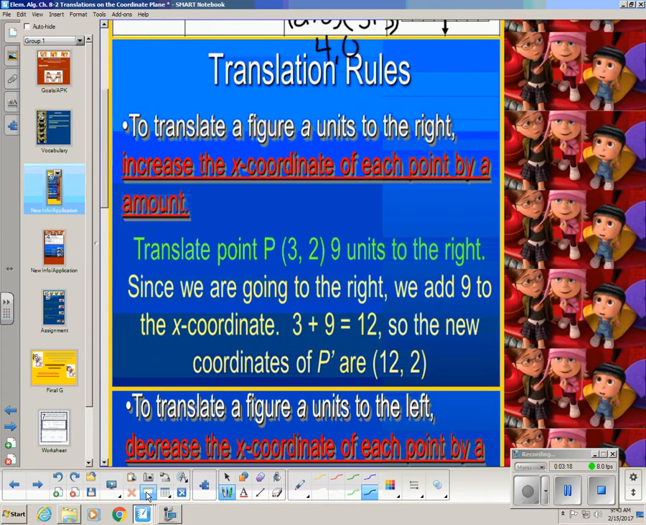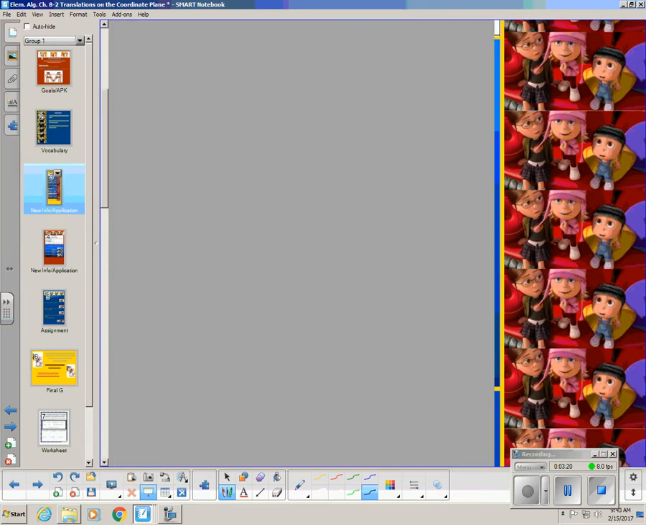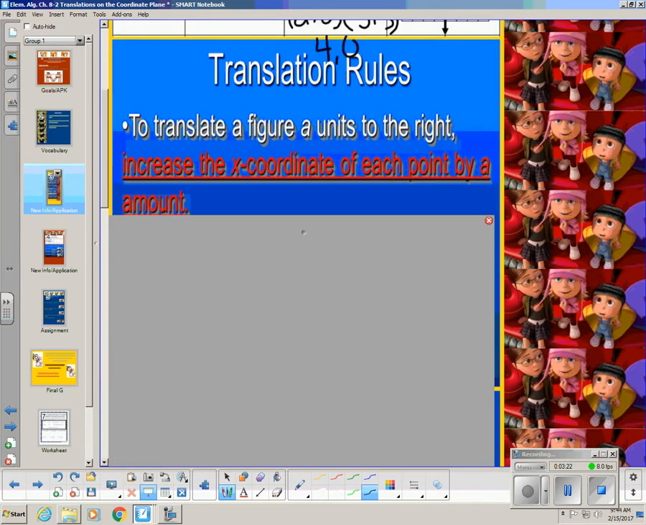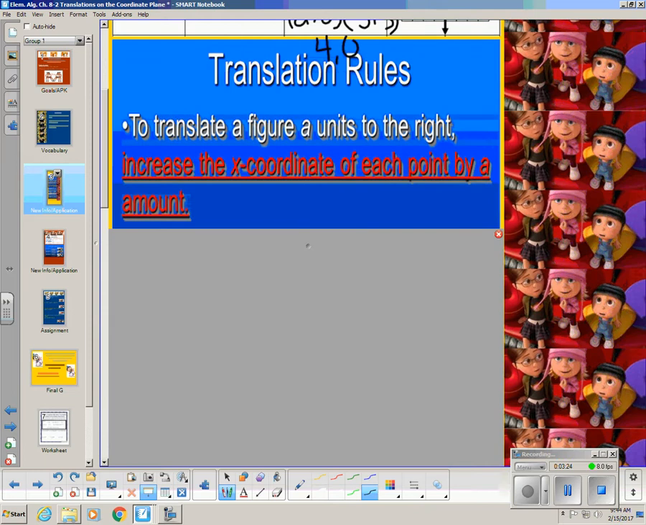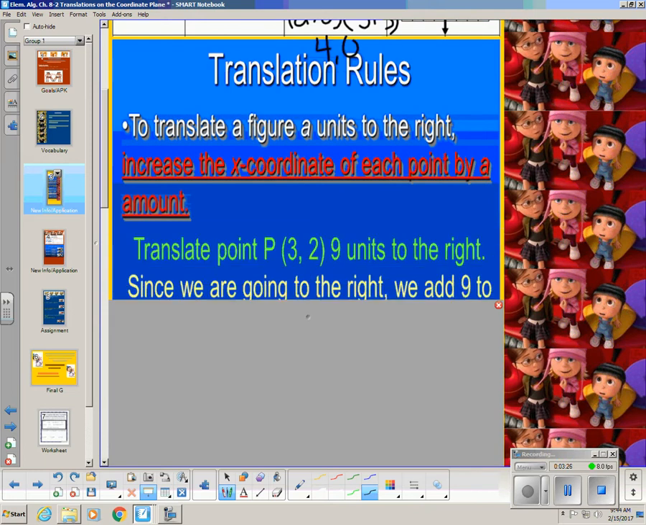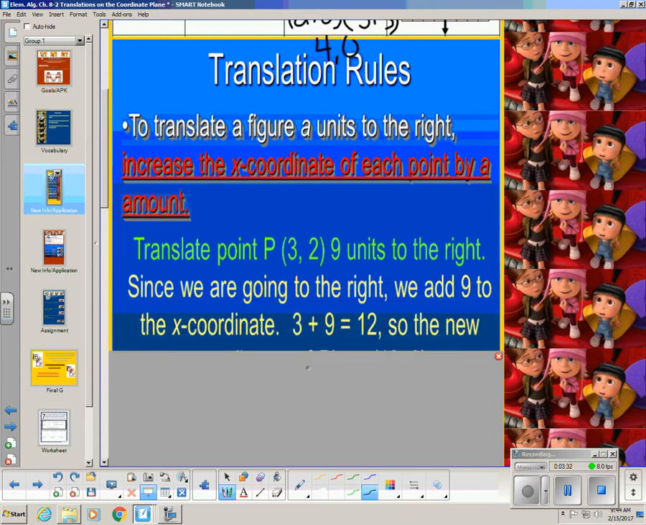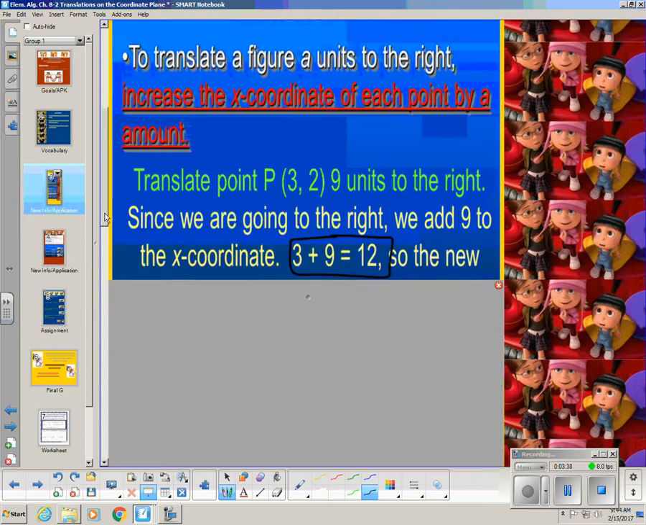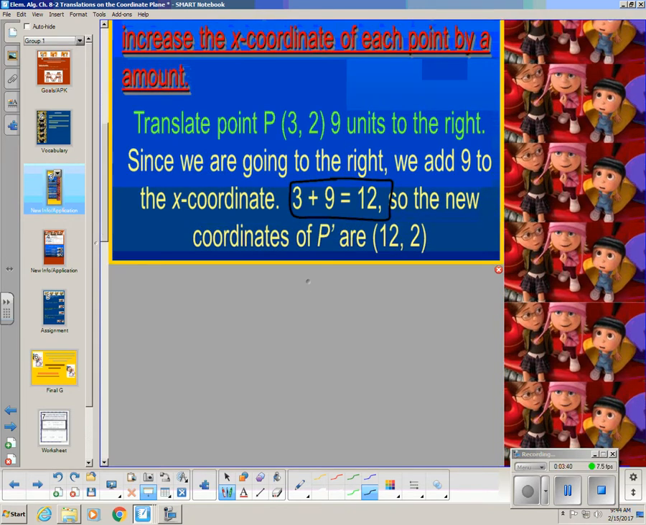To translate a figure to the right a units, I'm going to increase the x coordinate of each point by that amount. So if I'm translating the point P, which is at the ordered pair 3, 2, 9 units to the right, I am simply going to add 9 to 3, and that will give me my new x value, which will then be 12. So my ordered pair would be 12, 2.